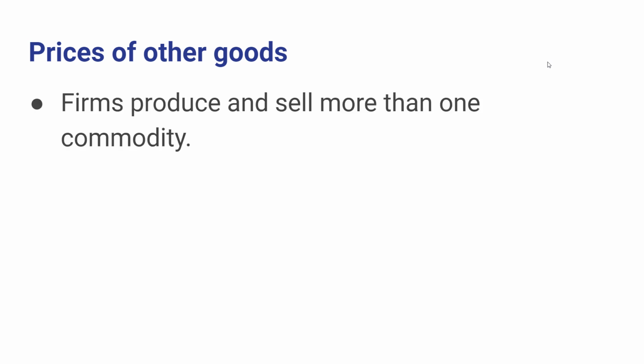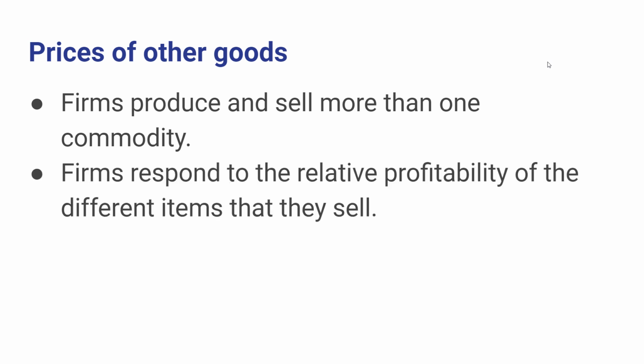When we're talking about prices of other goods, we're talking about other goods that firms could produce. Don't confuse this with goods that are related in consumption. We're just talking about supply, and we're looking at the other things that firms could produce here. And in general, firms will be responding to the relative profitability of the different items that they sell. And if something becomes more profitable, they'll produce more of that, but they'll produce less of everything else.